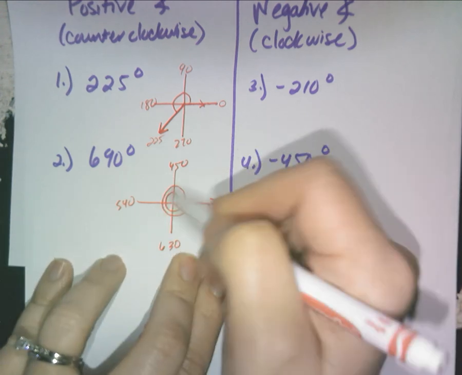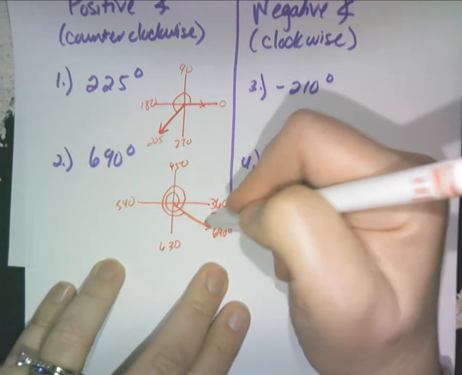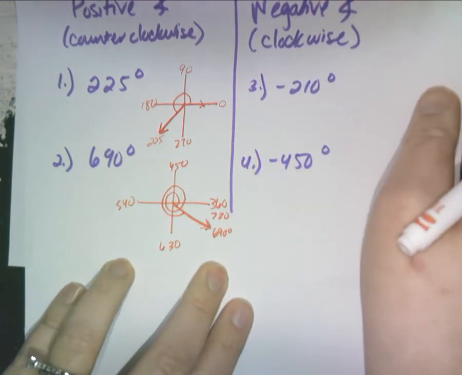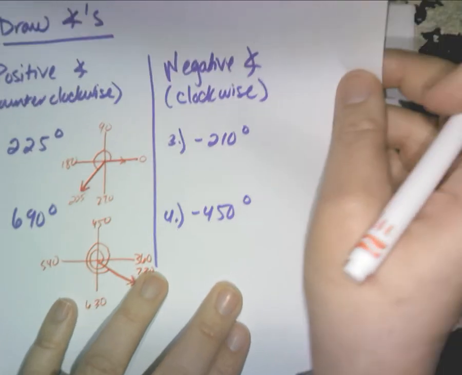I don't need that. I'm showing you that, but I don't need that. I just want this terminal side right here. That's all I need. Easy stuff, drawing. Let's do some negative ones real quick.